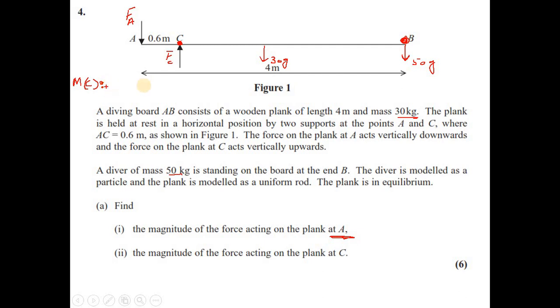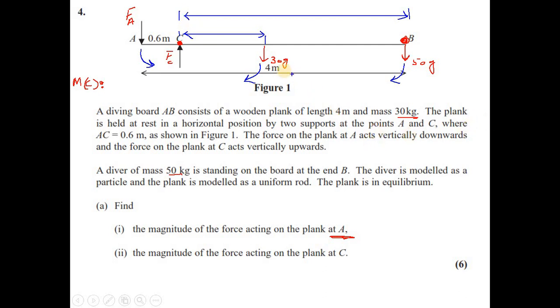Because C is the pivot, you need to figure out how many clockwise and anti-clockwise moments there are. So this is your pivot. The force FA is going to produce anti-clockwise moment, while 30G and 50G are going to produce clockwise moment. So these two are clockwise moments and this one is an anti-clockwise moment. The only thing is you need to figure out the distance of the weight of the plank and the distance of that person. You need these two distances for the moment.